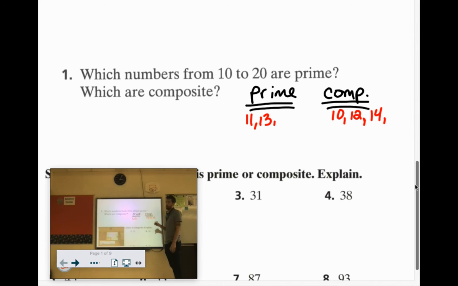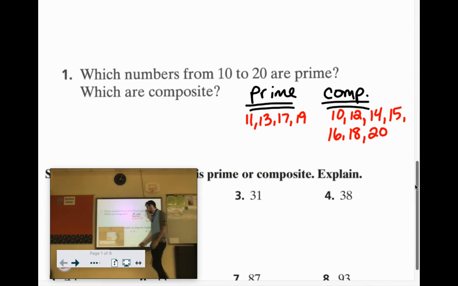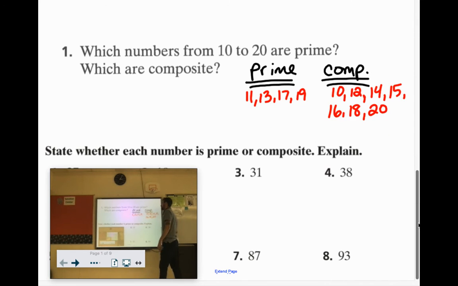15 is also composite because 3 times 5 is 15. 16 is composite because it's even. 17 is prime. 18, composite. 19 is prime. And 20 is composite. Great. So I have 8 problems under here for you to just quickly tell if they are prime or composite. Try them out.